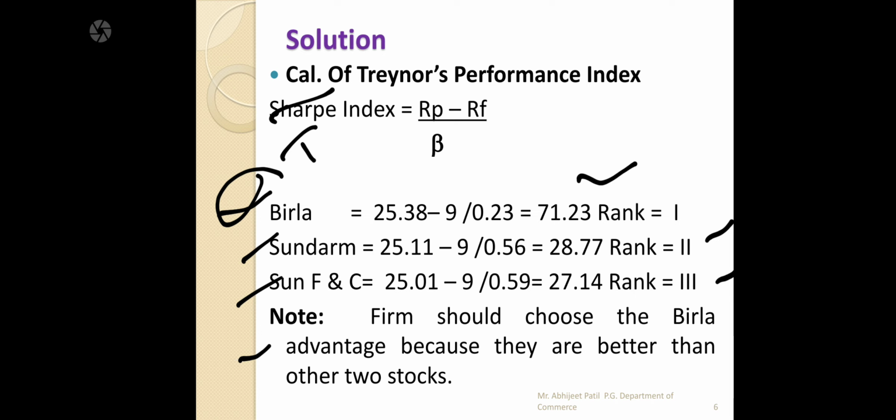So when we analyze the 2 performance indexes, Sharpe is based upon total risk, so we select Sun FC. But when you compare market performance, you should select Birla Advantage. That is what the Treynor performance index tells us.